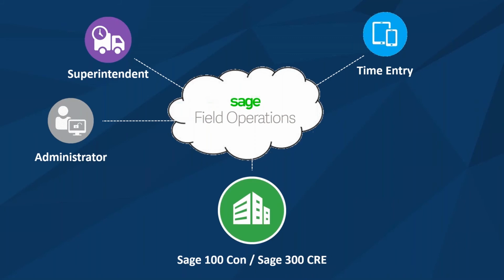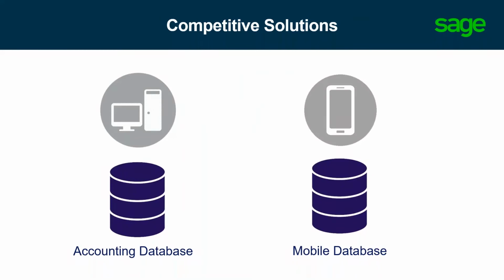Sage Field Operations can also be used for simply tracking time. With the time entry only license, users can get information regarding their work assignments for that day, and then they can punch in and out as well as submit their weekly time cards. Throughout the presentation, we will be showcasing this tight integration between Sage Field Operations and your 300 construction and real estate. We will also be highlighting the different user roles as well as the features that the solution has to offer today.